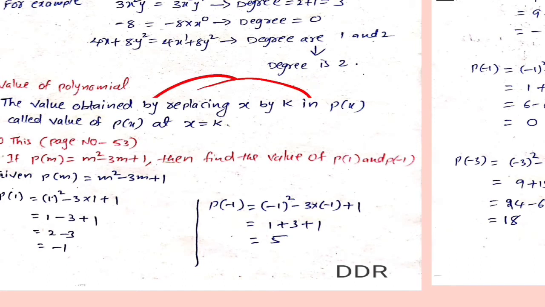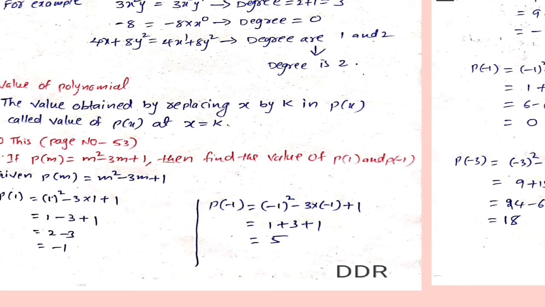Do this problem, page number 53. If p of m equals m square minus 3m plus 1, then find the values of p of 1 and p of minus 1. What is the polynomial name here? P of m, because here the variable is m, that is why the name of the polynomial is p of m. So the given polynomial is p of m, m square minus 3m plus 1. Let us find the values of p of 1 and p of minus 1.